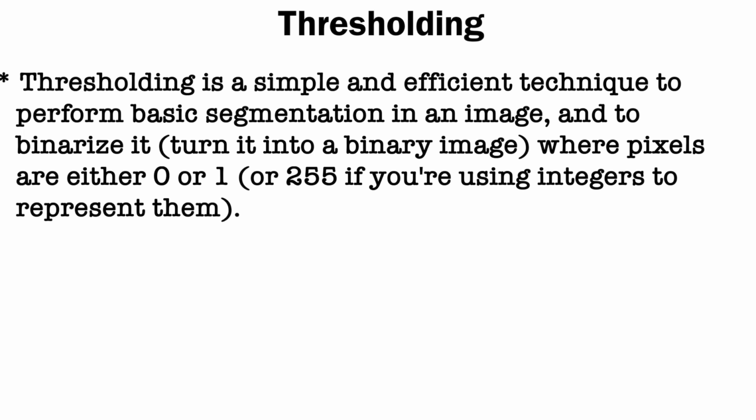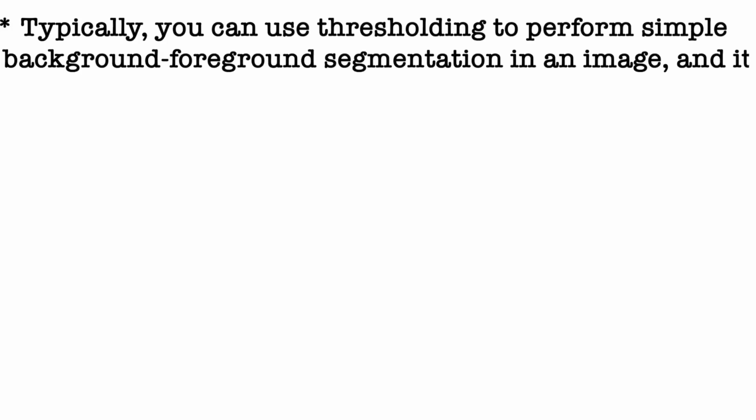Binarize means turning it into a binary image, where pixels are either 0 or 1, and if you are using gray levels, then it is 0 to 255 integers that represent them. Typically, you use thresholding to perform simple background and foreground segmentation in an image, and it boils down to a simple technique applied for each pixel.